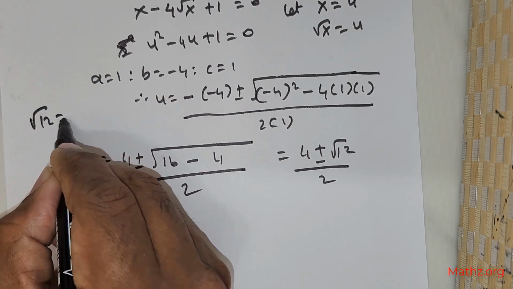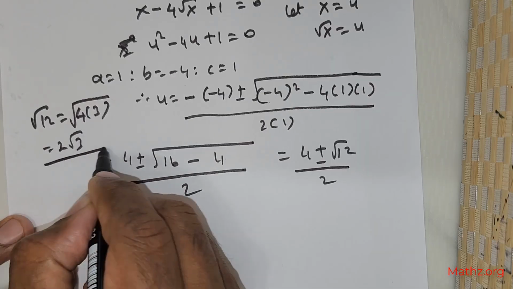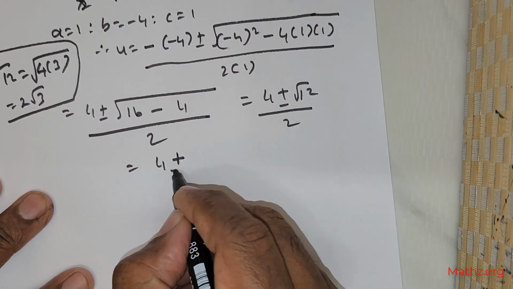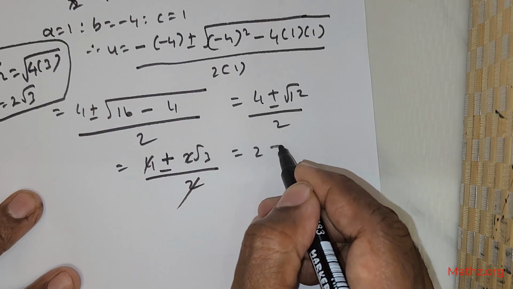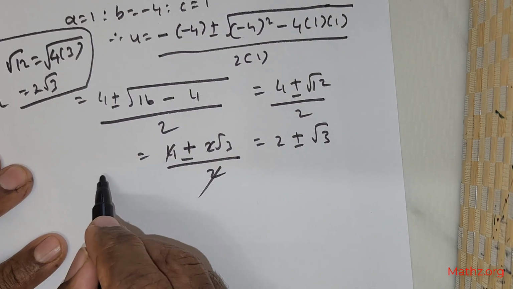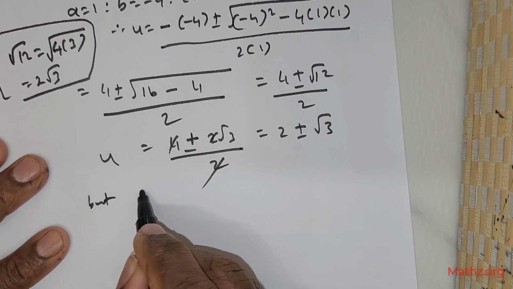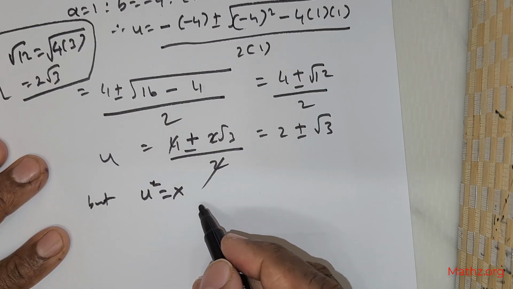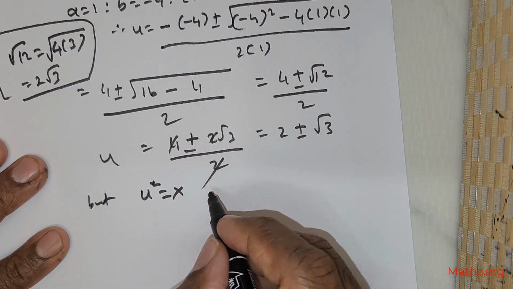Now square root of 12 is nothing but 4 into 3 with a root there, which can be rewritten as 2 times root of 3. So this is going to be 4 plus or minus 2 times root of 3 divided by 2. 2 can be cancelled everywhere, giving us 2 plus or minus root of 3. Okay, but what is this? This is actually u, but my u squared is equal to x, right? So we need to revert things back.